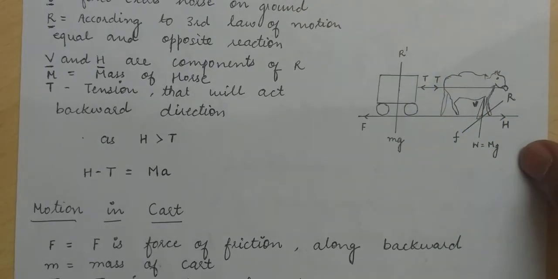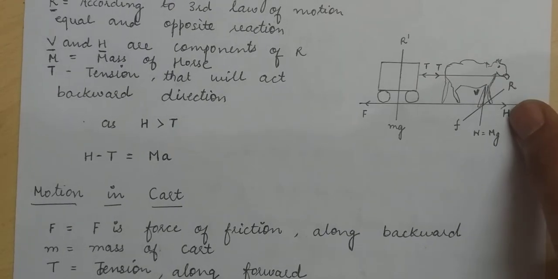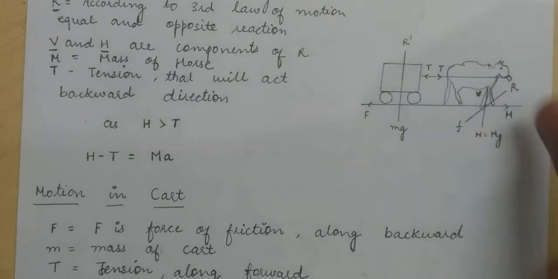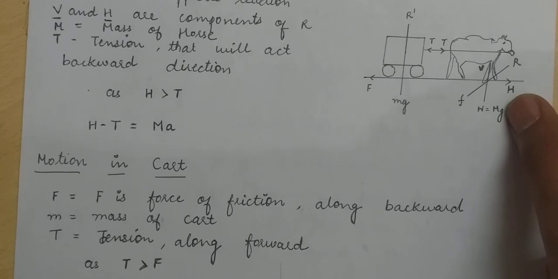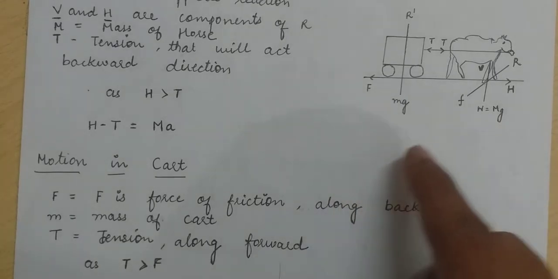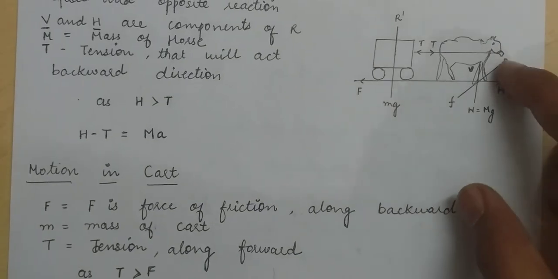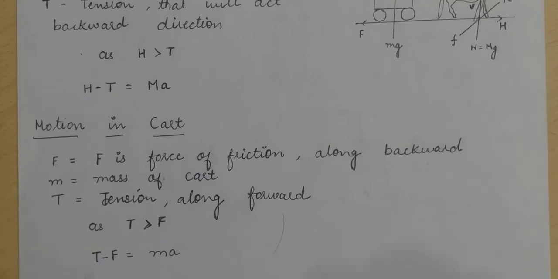T is the tension that will act in the backward direction. As we know, if we move forward, then H is greater than the tension, so that H minus T equals MA. That is the force that will move the horse in the forward direction.